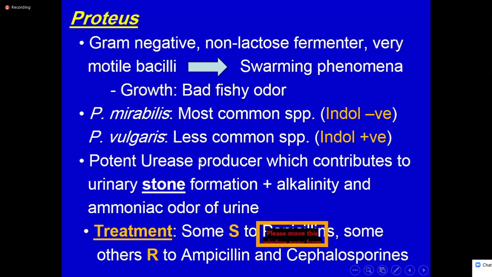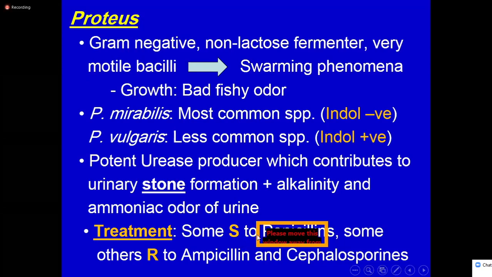And because they have urease, they lead to stone formation in the urinary tract, especially in the kidney, because the urease breaks urea and produces ammonia, and this will lead to alkalinity of the urine. Once the urine becomes alkaline, it will lead to infection, especially by Proteus, and also can lead to stone formation.